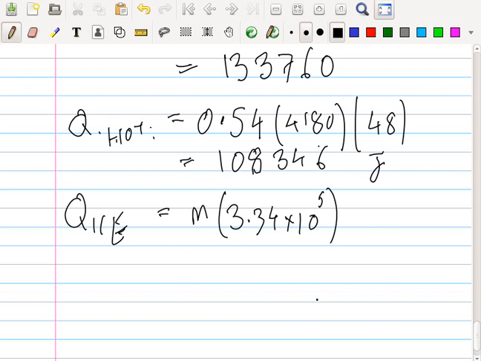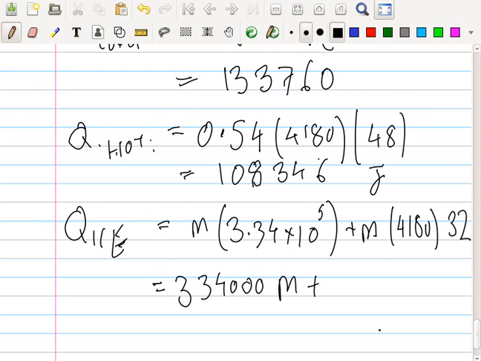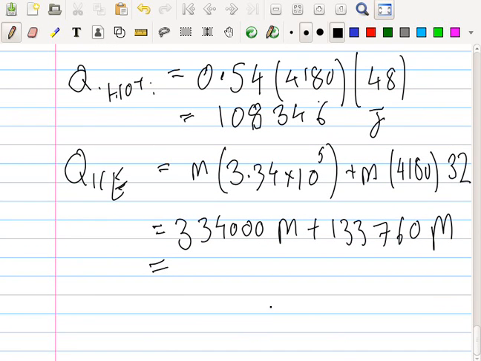And then what happens? Then it gets warmer. So then we use the other formula, which is mc delta T. We don't know the mass. Well, don't panic. If we put these together, can you multiply these two numbers together? 4180 times 32. Okay, can you add these two together? 467760.